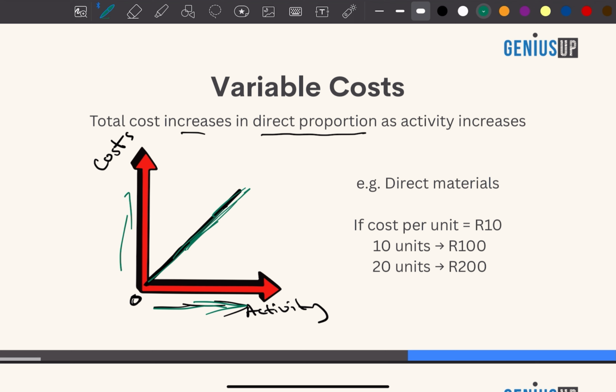So for example, if the cost per unit is 10 rand, when we produce 10 units, we'll need 100 rand because the cost changes in direct proportion with the activity. When we want to produce 20 units, then we'll need 200 rand in terms of cost.